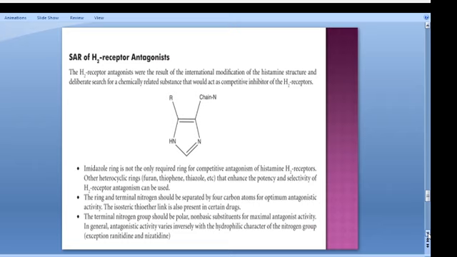Sometimes an isosteric thioether link is also present in certain drugs, like famotidine and ranitidine, where we can see the thioether. The terminal nitrogen should be a polar, non-basic substituent for maximum activity. In general, antagonistic activity varies inversely with the hydrophilic character of the nitrogen group. Okay, this is the exception: ranitidine and nizatidine.